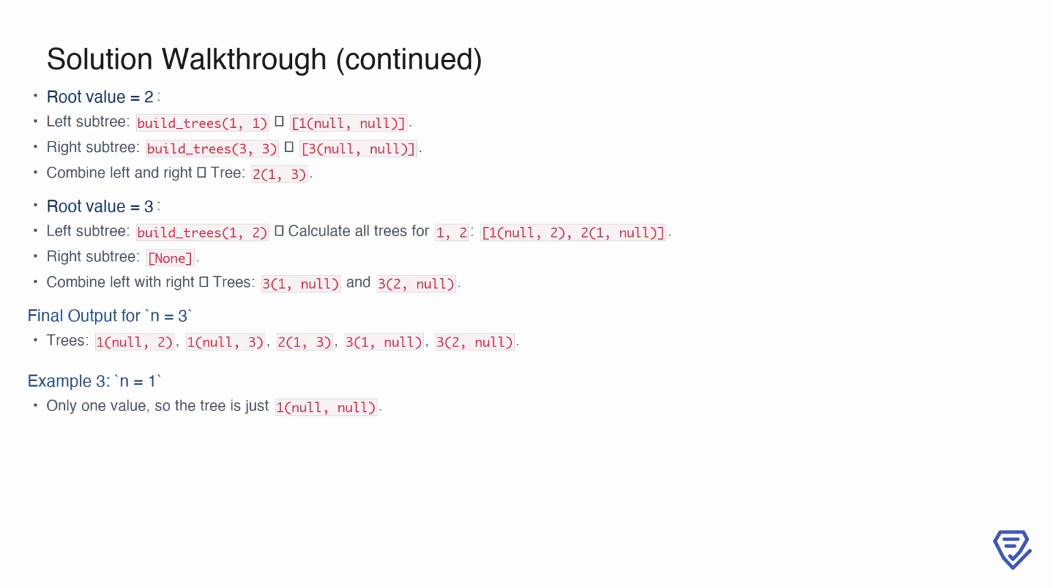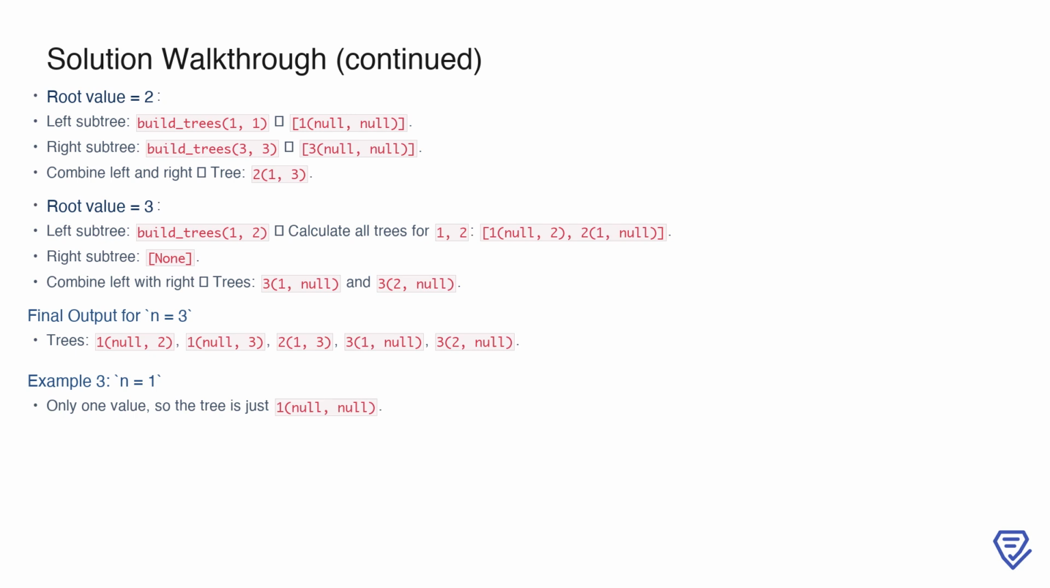Next, we choose 2 as the root. For the left subtree, we calculate trees for the range 1 to 1, which results in the tree 1 with no children. For the right subtree, we calculate trees for the range 3 to 3, which gives the tree 3 with no children. Combining these, we get the tree 2 with 1 as its left child and 3 as its right child.